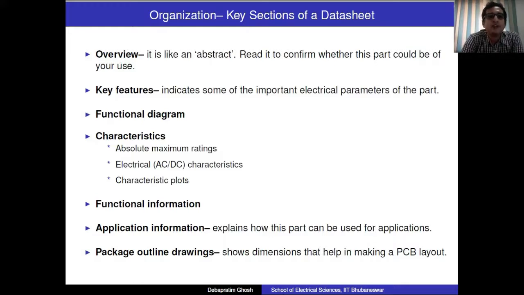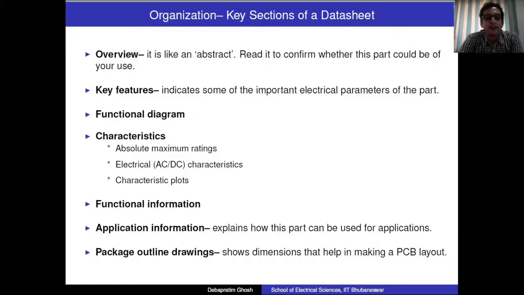So the key features are generally a pointwise description of some of the most important electrical parameters, which is the selling point of the part. For example, if a manufacturer is selling an op-amp IC, then the points which the manufacturer may give as a key feature will include gain, open loop gain, bandwidth, slew rate, so on and so forth. Because these are the points which will help him sell his product.